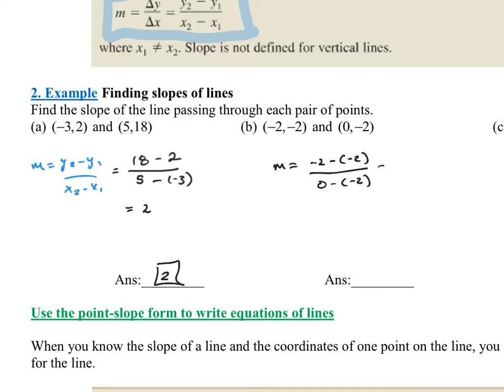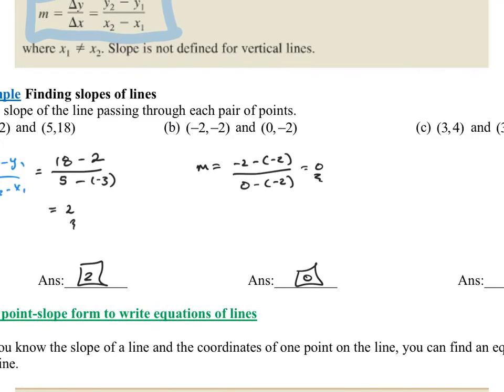I want you to be careful on this one because a lot of people would mess up the numerator. When you subtract a negative, it changes to addition. But again, use your calculator. Your calculator is going to tell you the answer on this problem. The answer on this problem that I'm looking for is 0. So please put all your answers in the final answer blanks.